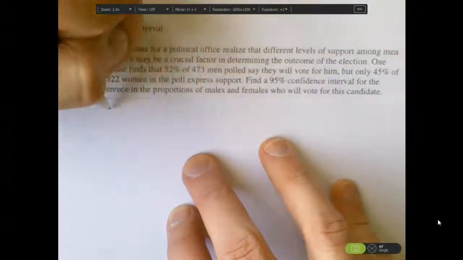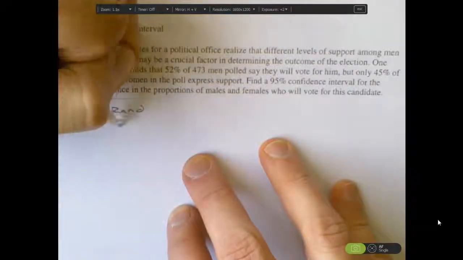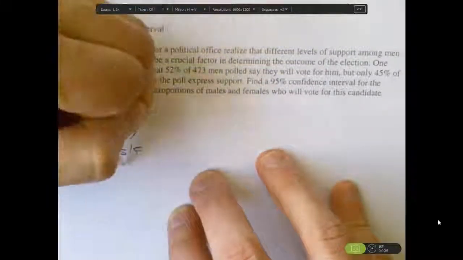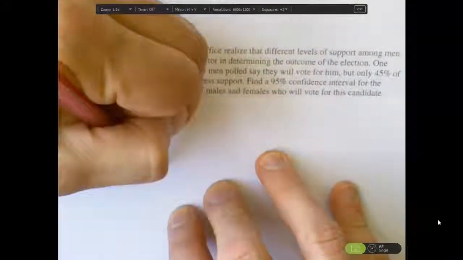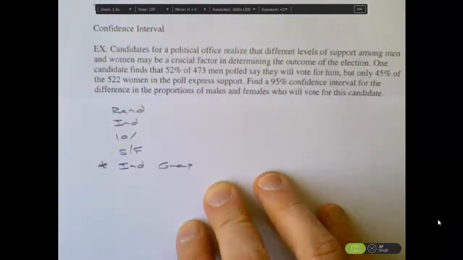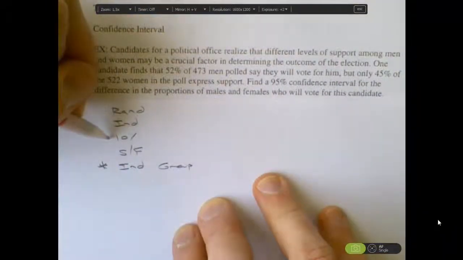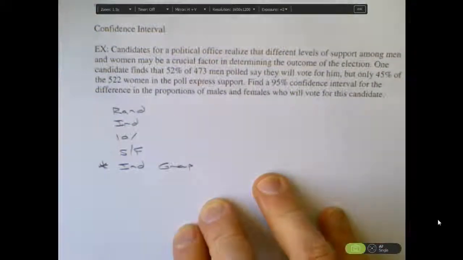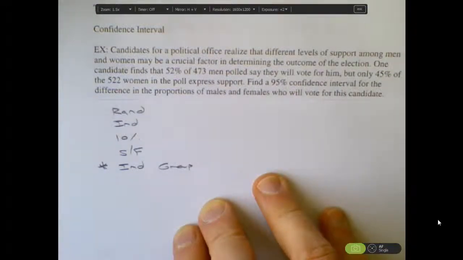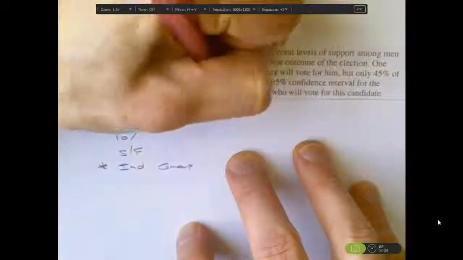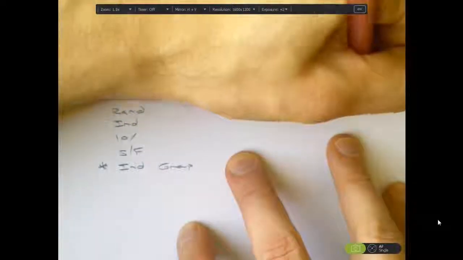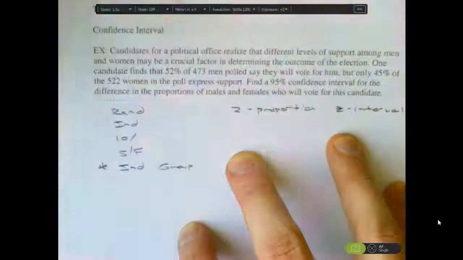So conditions I need to check are random, independence, 10%, success failure, and the new one, because I do have 2 samples, is independent group. Okay, keep in mind you need to check the 10% condition for both samples, and you need to check the success failure condition for both samples, ensuring the number of successes and failures for each group is greater than or equal to 10. So provided those conditions are met, this is going to be a 2-proportion z interval, which we're going to do.